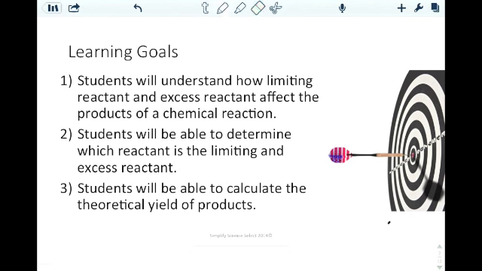So in the first one, we just want to have a general idea of what a limiting reactant and an excess reactant are going to do to the product. Will they increase the yield of the product or limit the yield of the product? The second thing, we want to be able to determine which one is limiting and which one's excess, because that all goes into the calculation of the theoretical yield, which is the mathematical yield that is possible. So it's the possibility on paper. It's not what we actually get in the lab, but theoretically, that's what we should be able to get when we go to the lab.